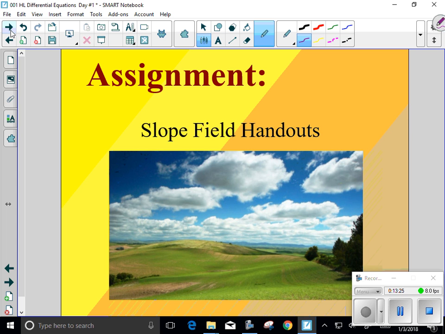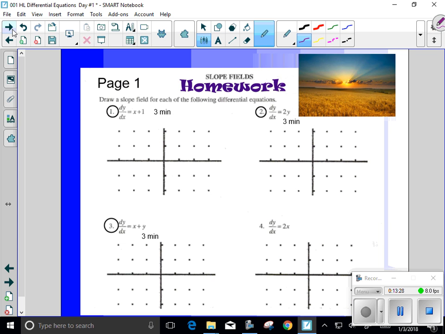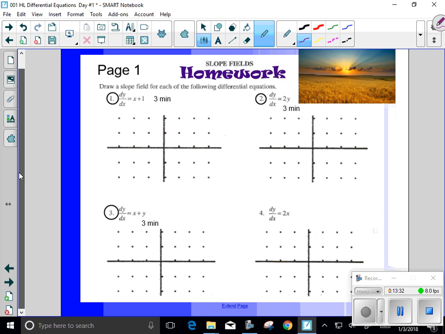That's it. That's all I've got for you. We're going to do a bunch of slope fields. I've got a few here that you can practice. And then we're going to do some together. My goal is that we finish pretty much all of this, and then I'll get the test back to you today.